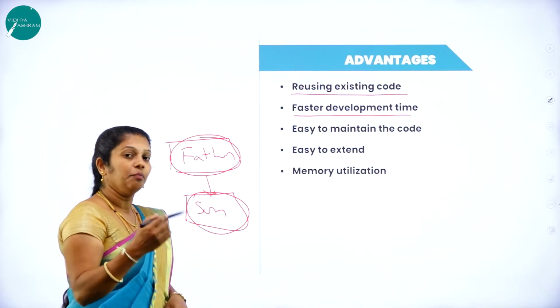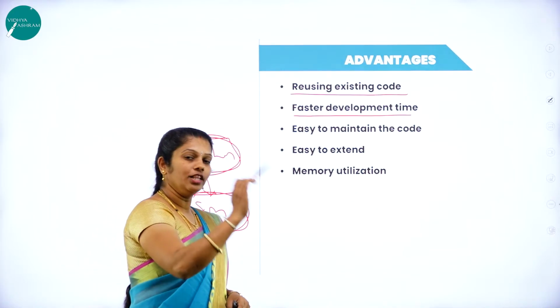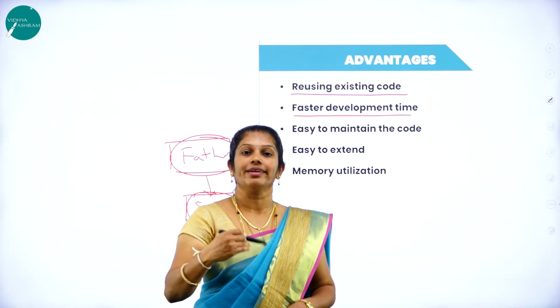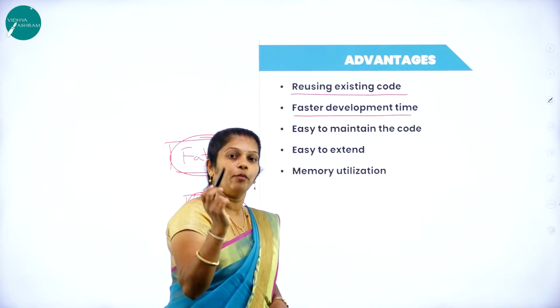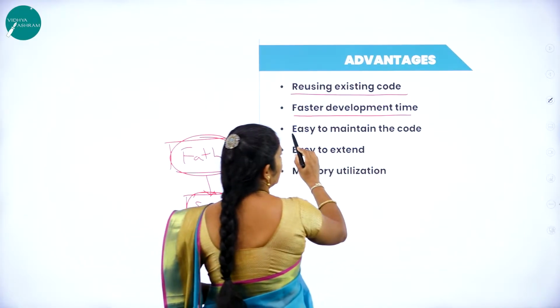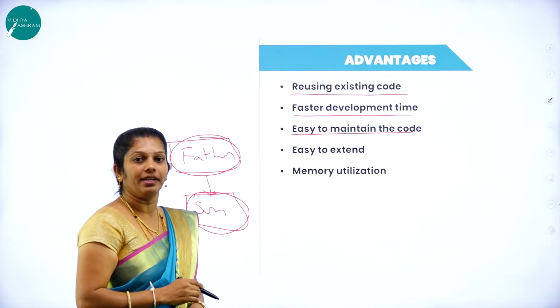And here memory consumption also reduces, because only for the father we write the code. While writing the code for the son, we are not writing once again the entire code from the beginning till the end. That's why memory consumption also reduces here. It is also easy to maintain the code. Easily we are able to maintain the code.